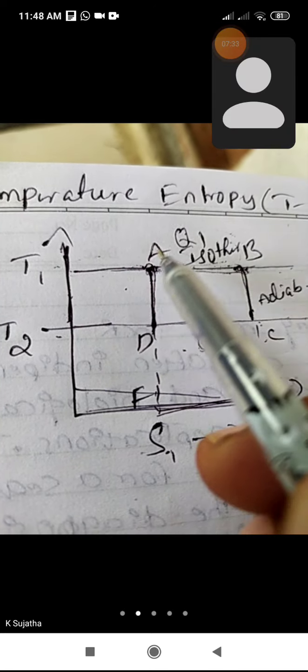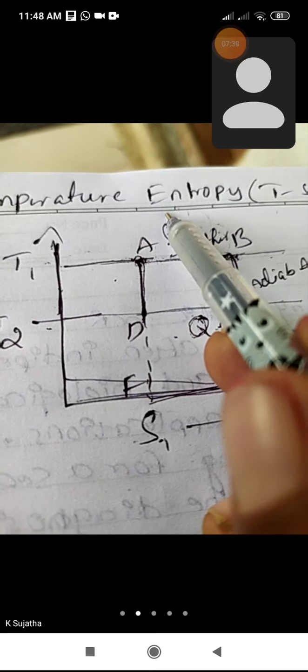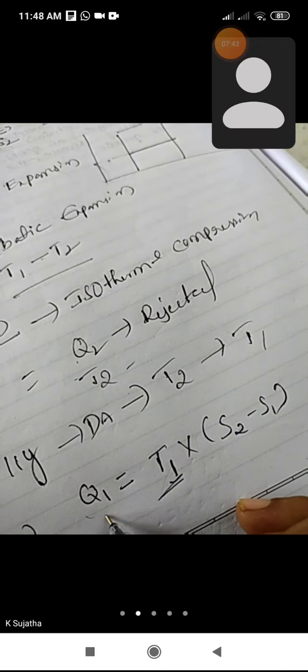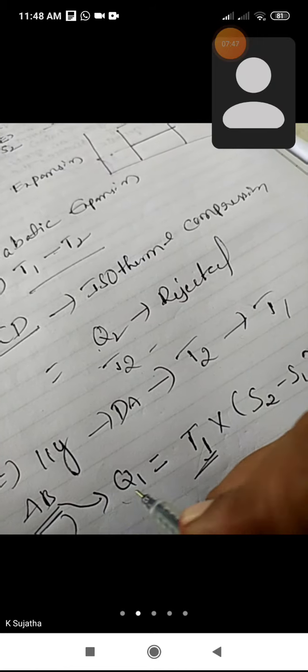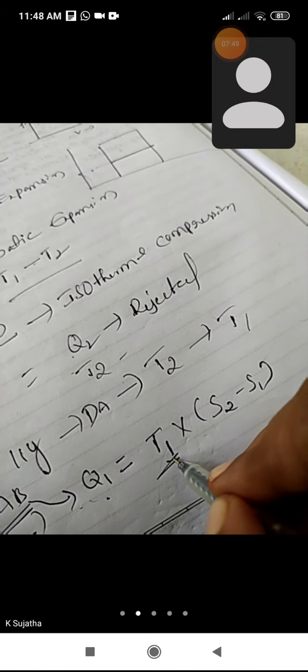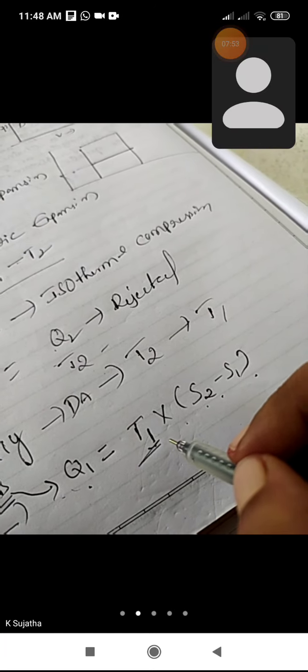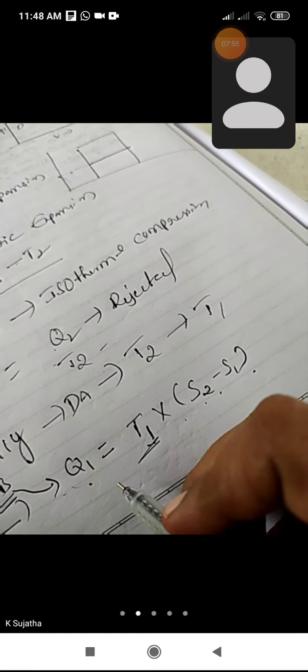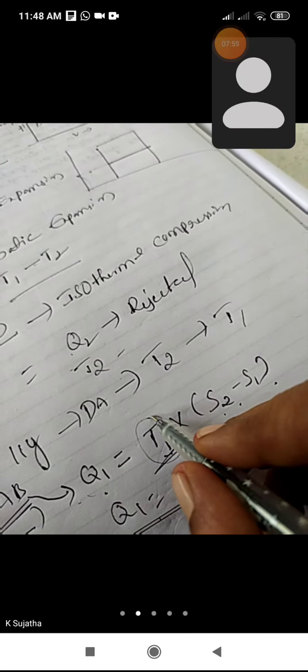Temperature times entropy gives the heat energy. So that's why Q1 has to be written as the temperature at the AB process, so Q1 = T1 × (S2 − S1). Girls, did you understand? Q1 is equal to T1.